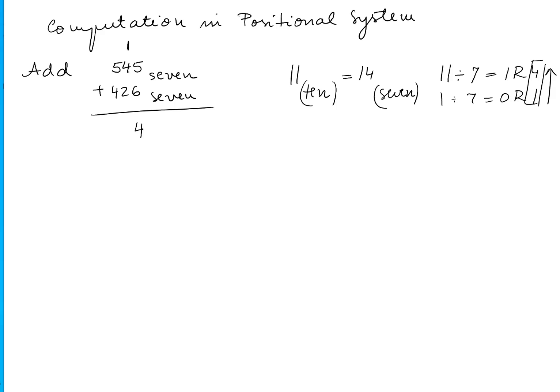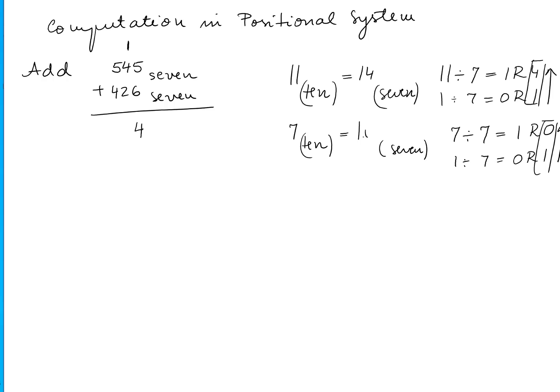Now 1 plus 4 plus 2 is 7 in base 10, which is 7 in base 7. 7 divided by 7 is 1 remainder 0. 1 divided by 7, it's 0 remainder 1. So it's 1 0 in base 7. So here we put a 0 and we add a 1.